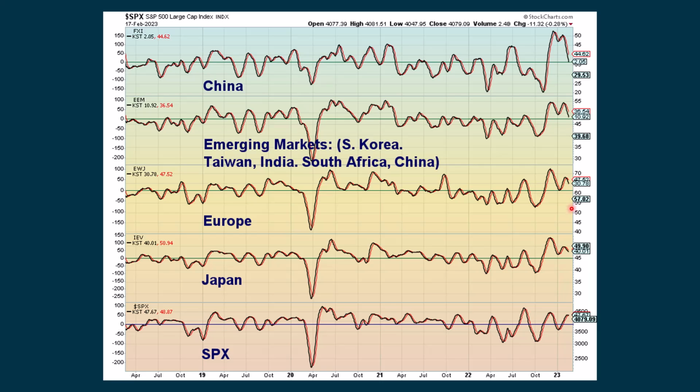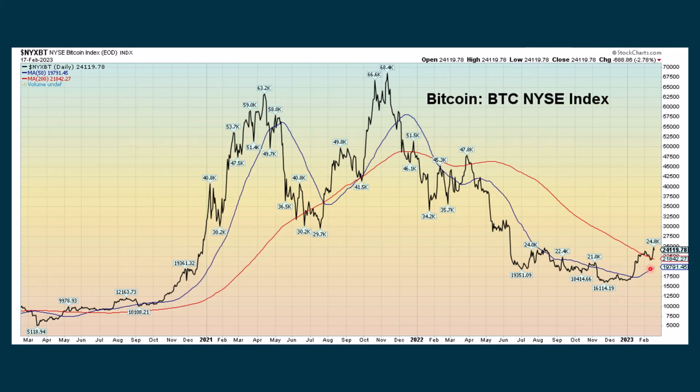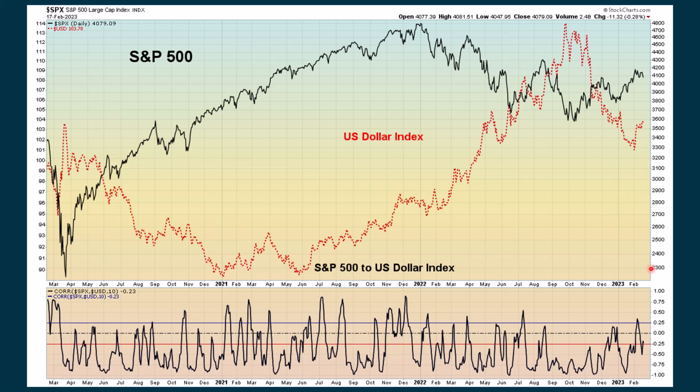Europe is also in an overall downtrend as Japan is, and then the S&P is starting to roll over. Bitcoin is still in an overall downtrend, but was able to get back up into the 25,000 range before dropping back down slightly. Looking at some correlations, this is the S&P to the dollar.